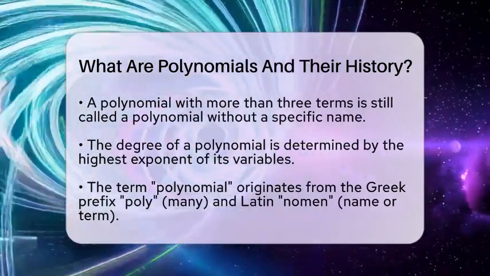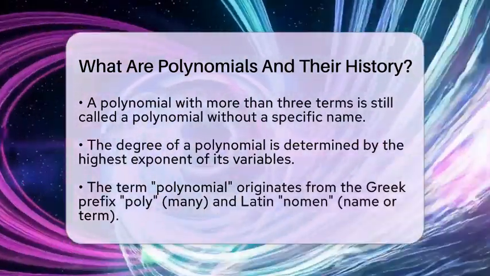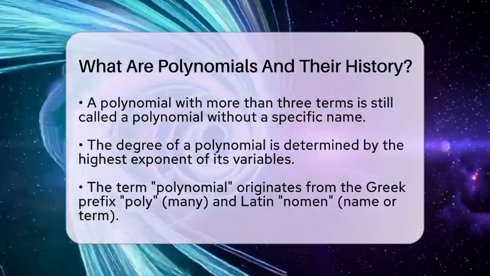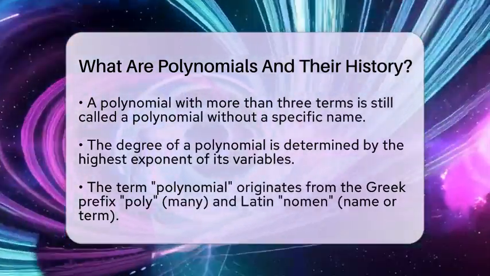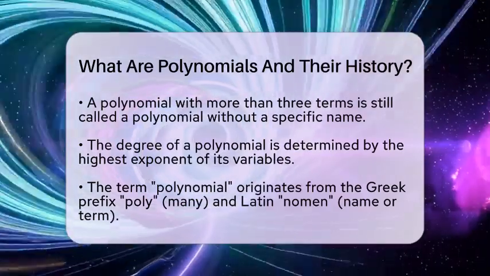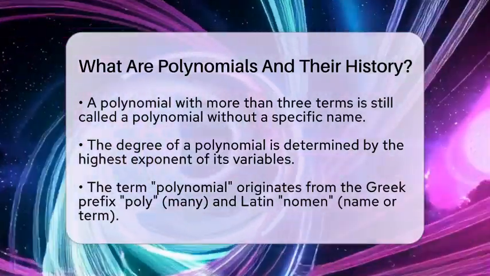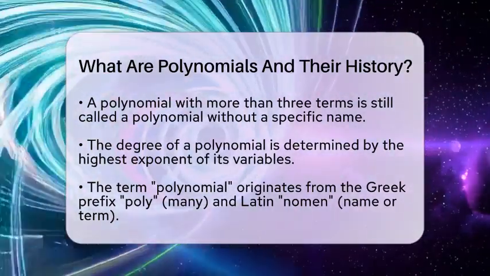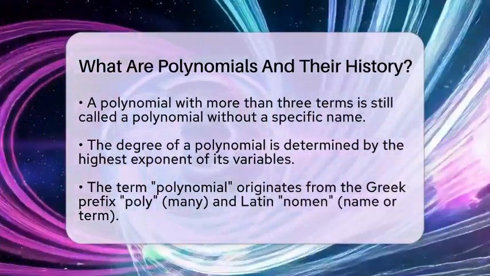The word was first used in the 17th century and evolved from the earlier term binomial, which refers to expressions with 2 terms. Over time, polynomials became a fundamental concept in algebra. They provide a structured way to express relationships between variables and constants.